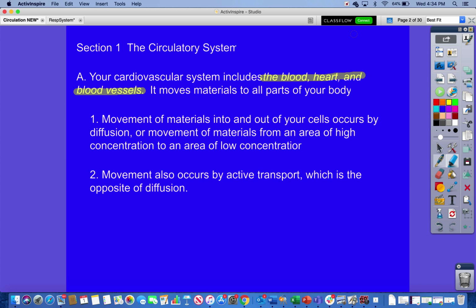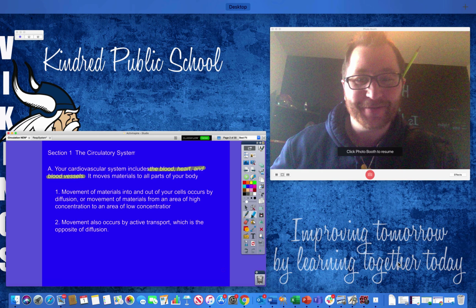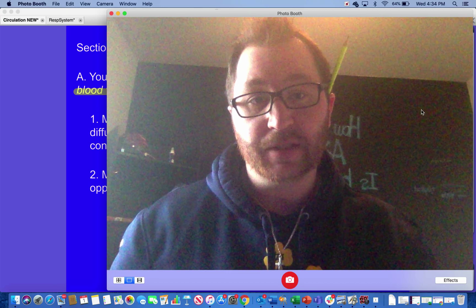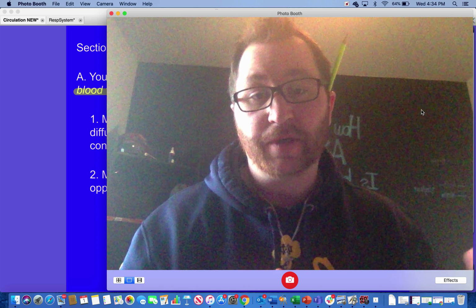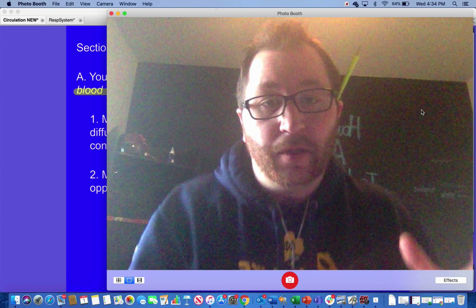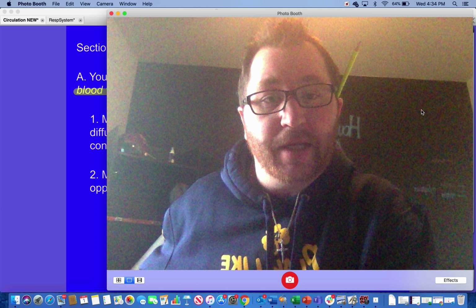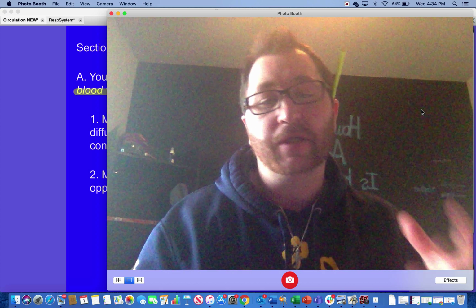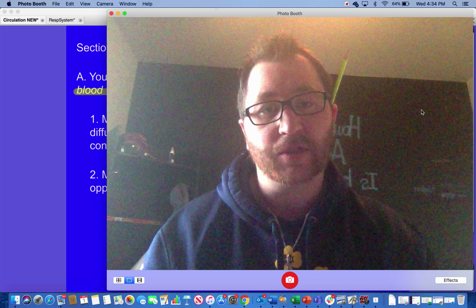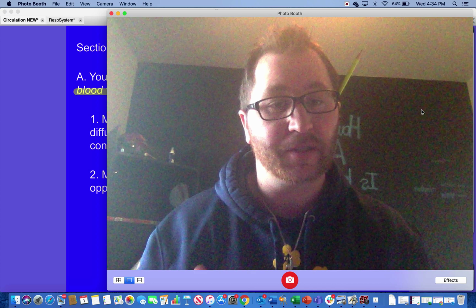I like what they put on page 566. They have a picture of a road system because they're comparing your circulatory system to transportation. We are trying to deliver things throughout the United States. And how we do that, we load it up into different vehicles and we transport it from one place to another. That's what your circulatory system is doing.